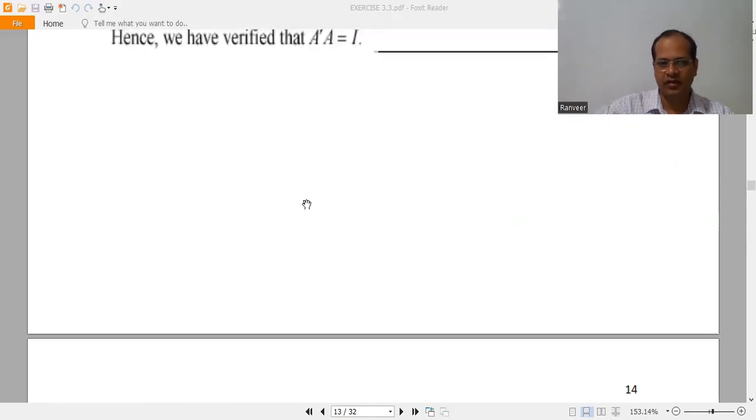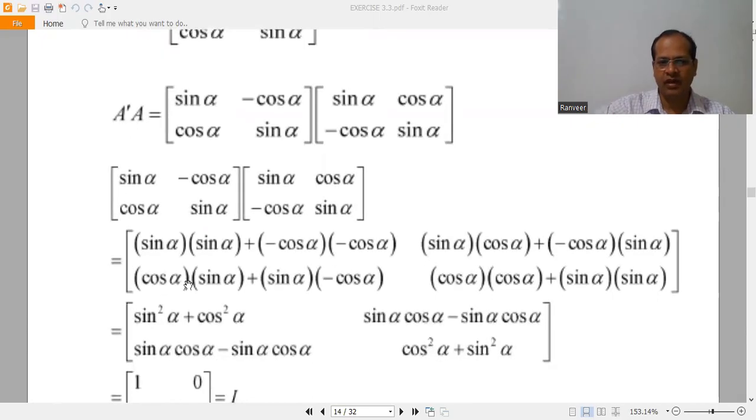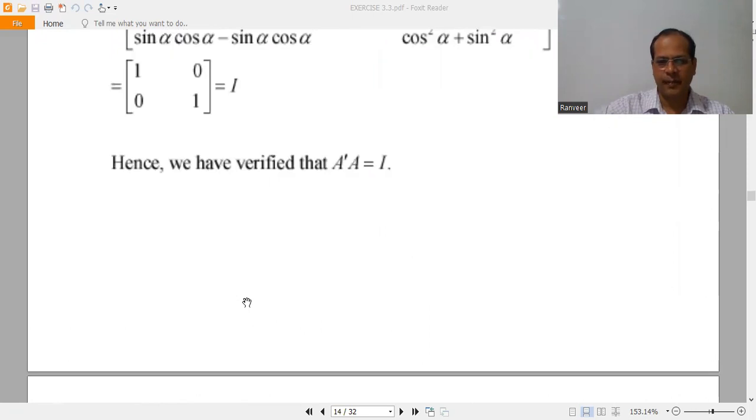This is proved. Similarly, here also do the same multiplication, and we are now very, very familiar with the multiplication of two matrices. Once we multiply, this also gives the unity matrix.